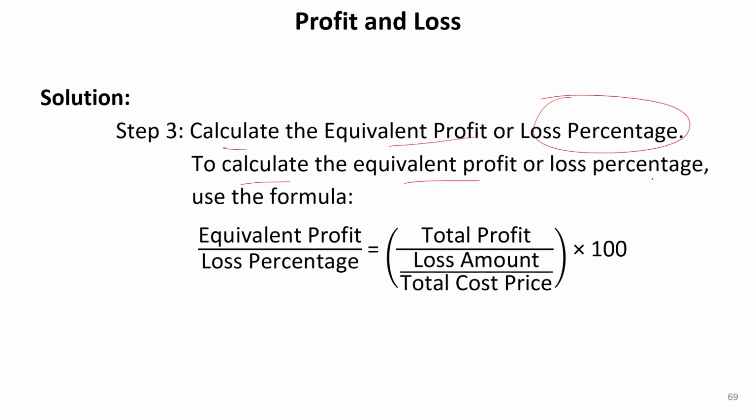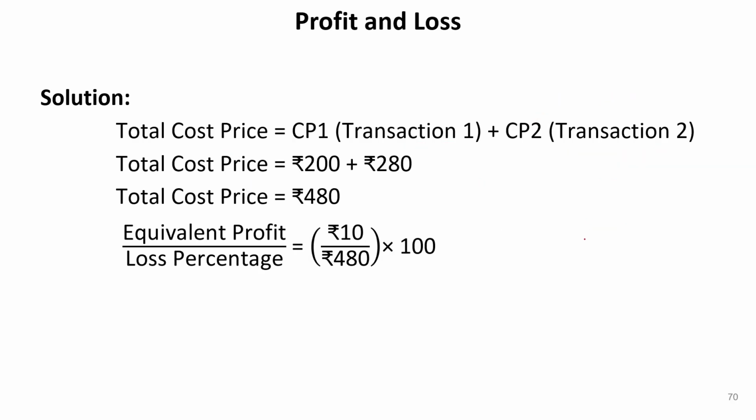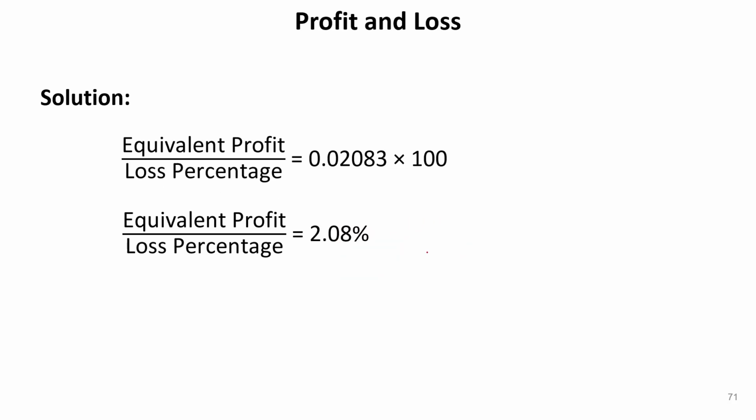To calculate the equivalent profit or loss percentage, use the following formula: equivalent profit or loss percentage is equal to total profit or loss amount, whole by total cost price, into 100. So putting in the values, what we are left with is 10 by 480 whole into 100. This is 2.08%. This will be the correct answer.